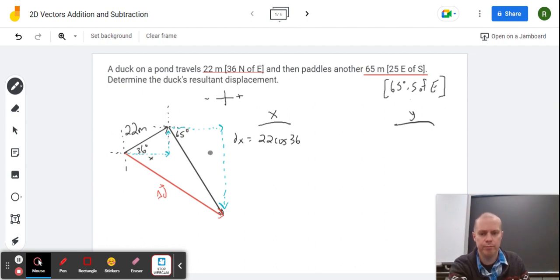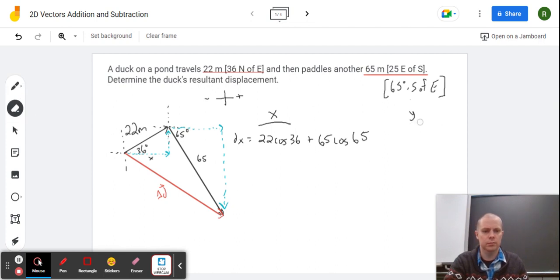And then the other angle measure, you see we have 65. The x component is adjacent to it, so it'll also be cos. So I can do plus 65 cos of 65. Okay. So these are both positive. So when I put them together, this will give me the components for my x direction.